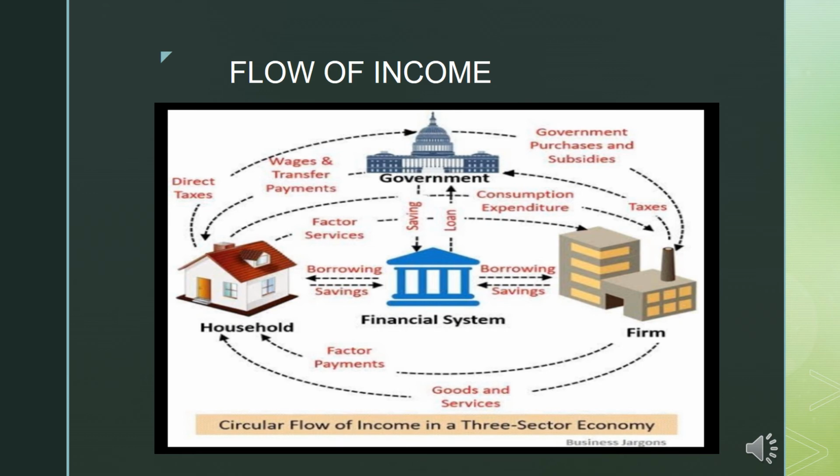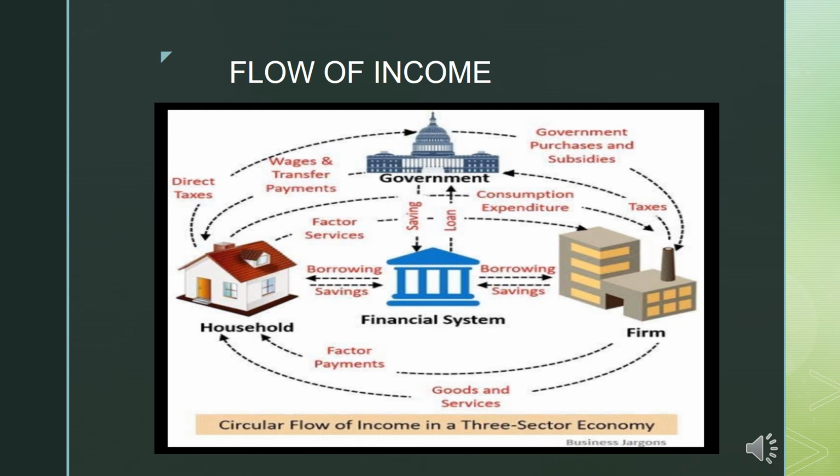And how does the income flow from firms to households? It flows in the form of wages, where firms employ various laborers for their production houses. So this is how income flows from households to firms and from firms to households. Now this is a two sector economy. Now let us consider a three sector economy.